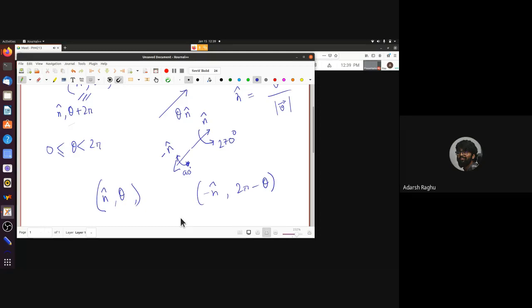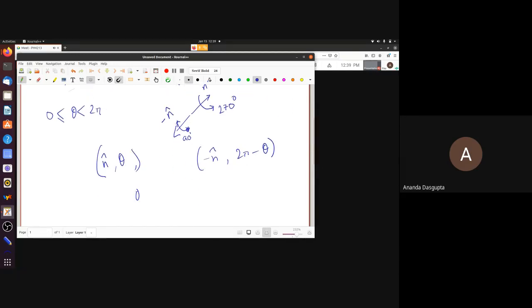So then you can restrict theta to pi instead of 2 pi. Theta should be allowed to go only up to pi, not beyond that. So the moment you get an angle which is more than 180 degrees, let's say you get 190 degrees, you say, okay, it's not really 190 degrees about this axis, it's actually 10 degrees about the opposite axis. And then it's fine.